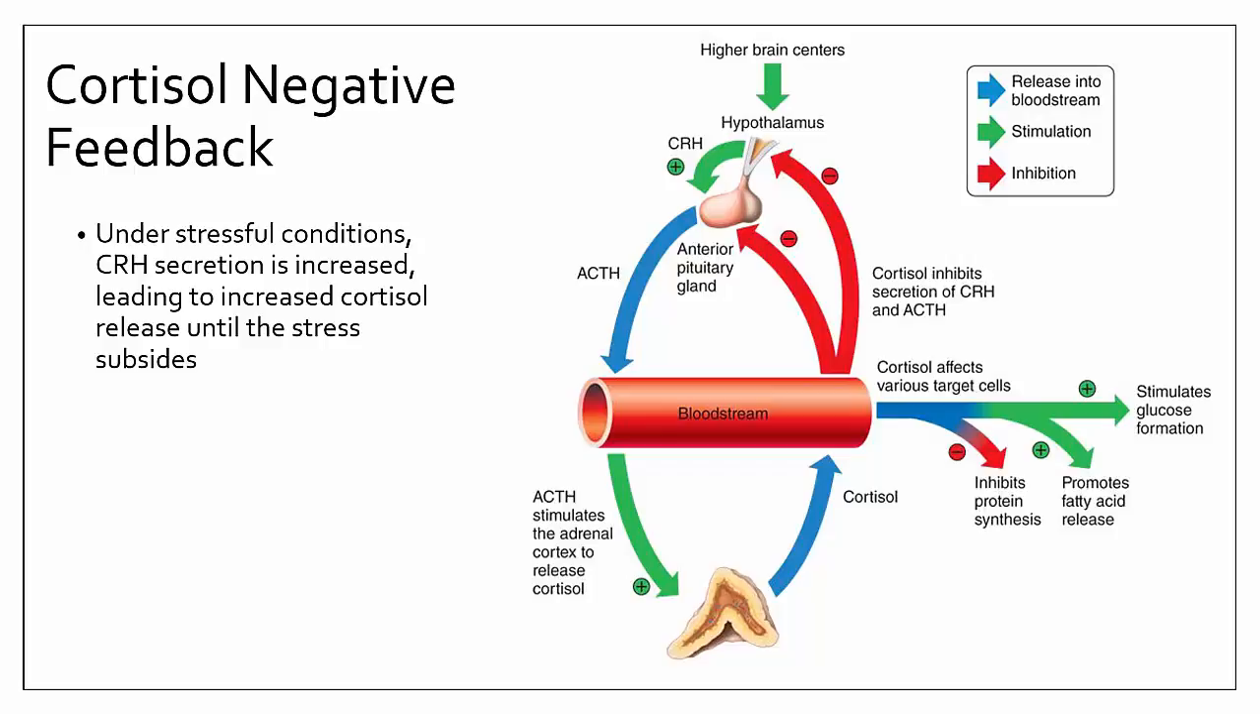So here's the cortisol negative feedback loop. Under stressful conditions, CRH from the hypothalamus is increased, and that leads to ACTH being released from the anterior pituitary gland, and of course that gets dumped into the bloodstream. ACTH stimulates the adrenal cortex to release cortisol. Cortisol goes into the bloodstream, and it has the effects that I just mentioned: inhibiting protein synthesis, stimulating glucose formation, promoting fatty acid release, and cortisol then inhibits the secretion of CRH and ACTH.